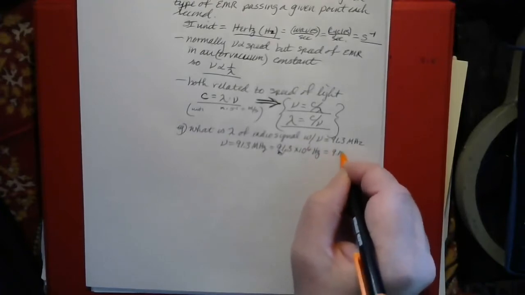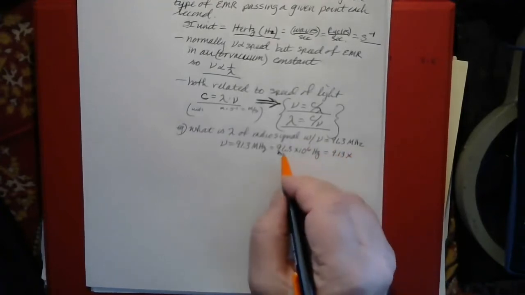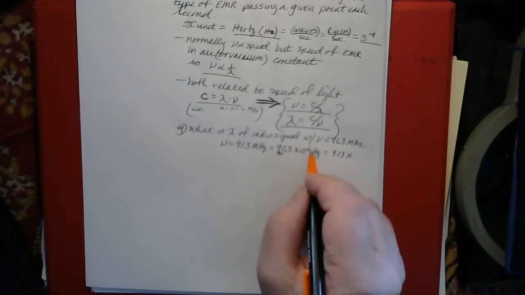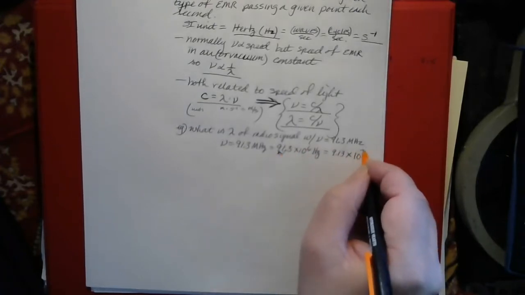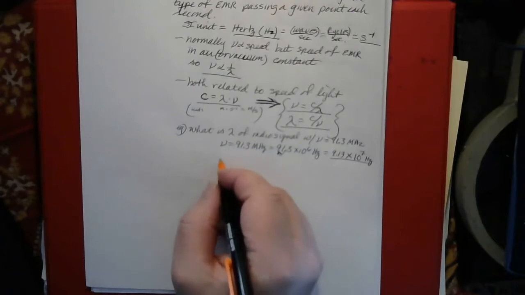So that would be 9.13. Moving the decimal point made this part of the number smaller, so we have to make this part bigger. So that would be 9.13 times 10 to the 7th hertz.